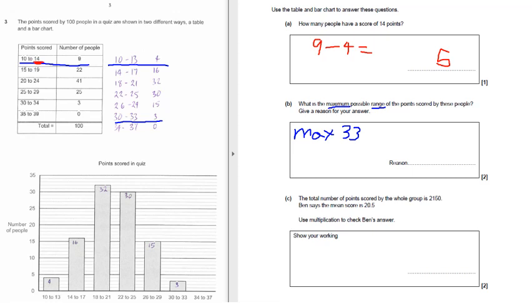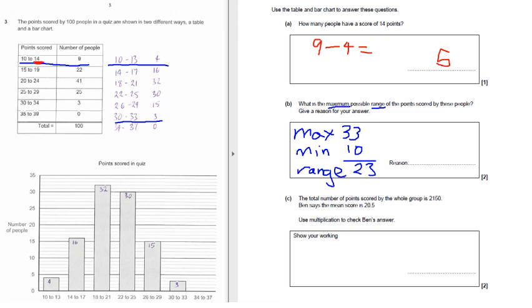Let's look, what do we know about the minimum? Well, the minimum is 10. So therefore, the range, 33 take away 10 is 23. Okay.